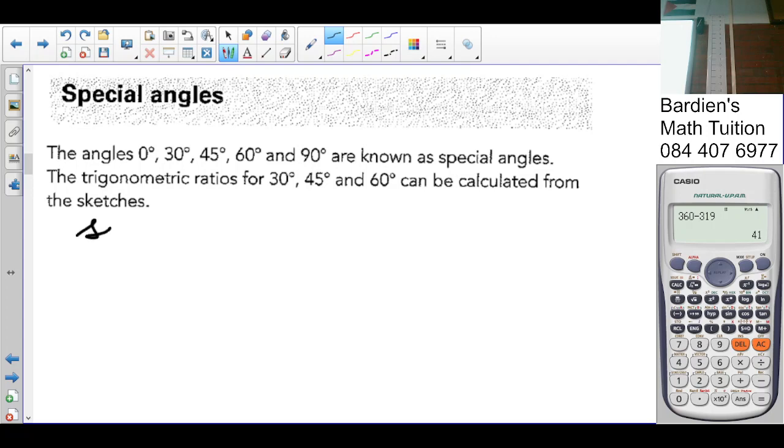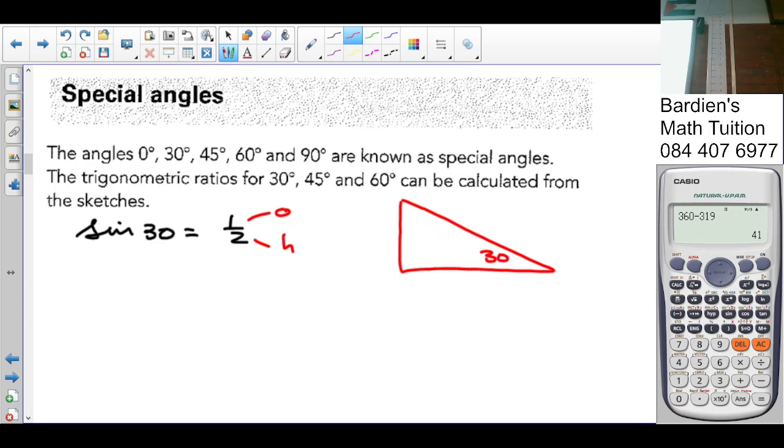You see, what is sine of 30? Let's start with 30. Put in your calculator, what is sine of 30? Okay, so sine of 30 is a half. So what does sine stand for? Opposite over hypotenuse. Opposite over hypotenuse is what sine stands for. Okay. So if you draw a triangle, there's 30, 90. Sine is opposite over hypotenuse.